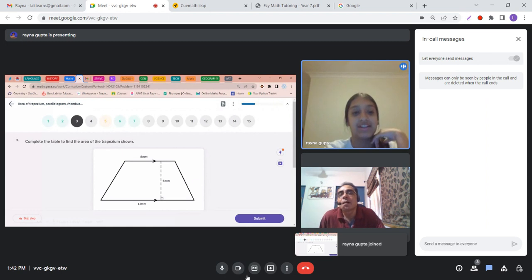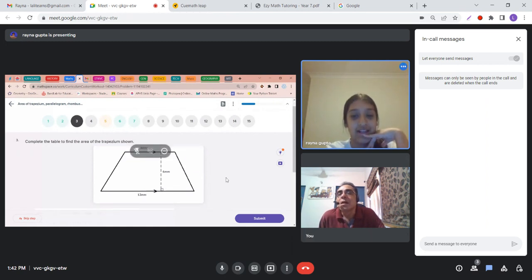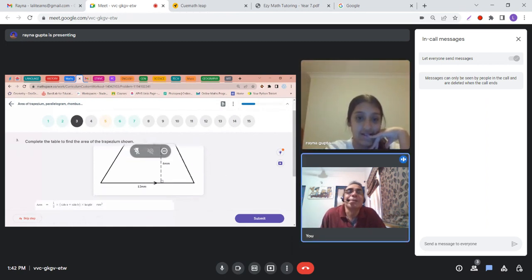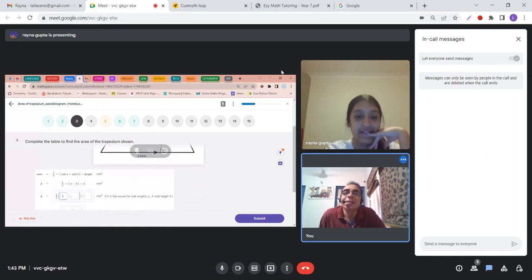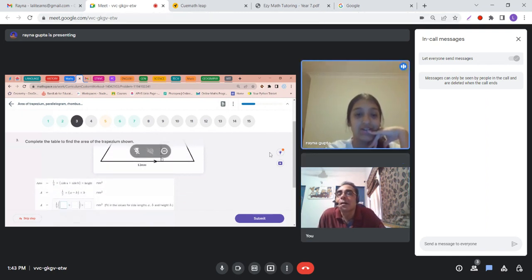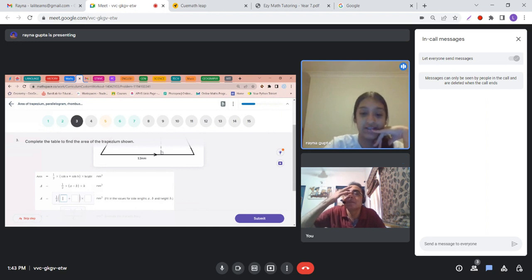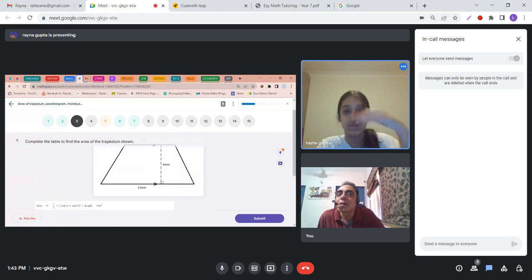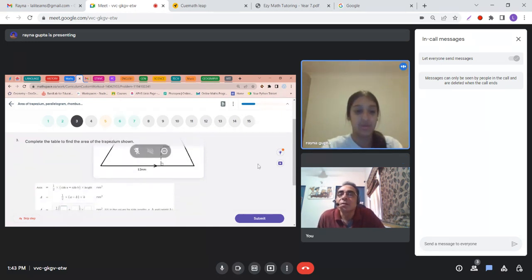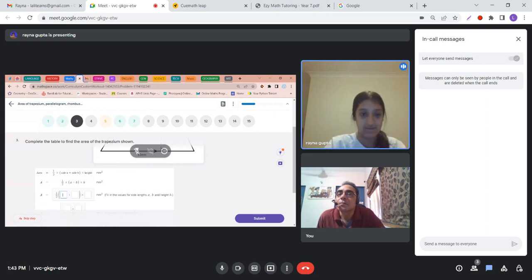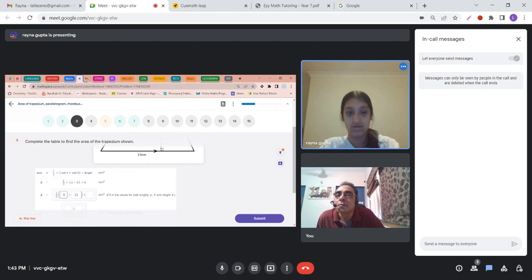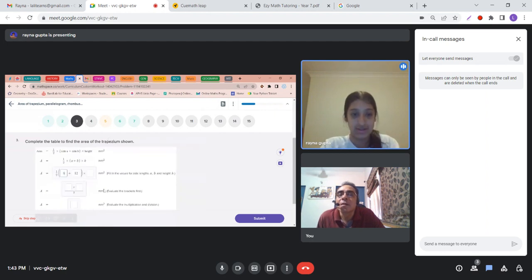So, complete the table. Find the area of the trapezium. Do you remember the formula? Yeah. So half, then 8 plus 8 plus 8 is 8, and then this will be 8, which is 6. But I'm confused about this part.